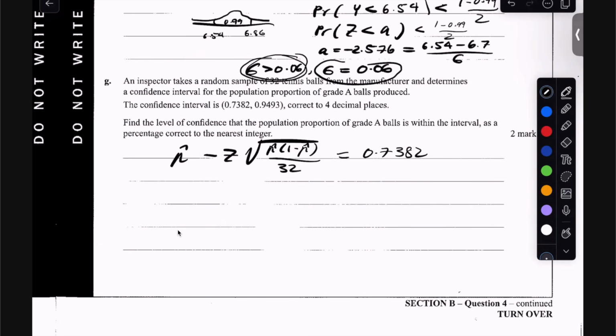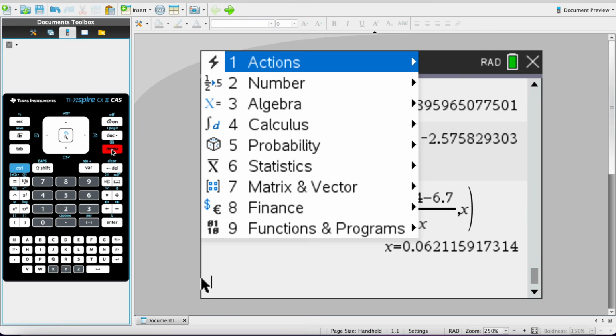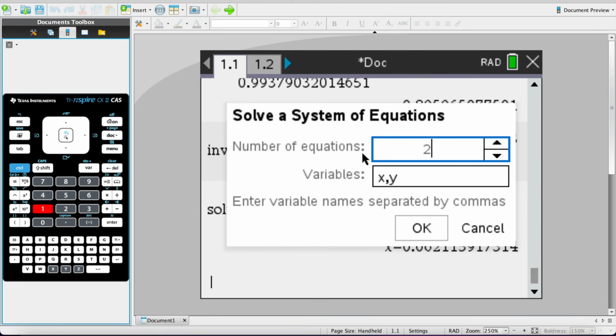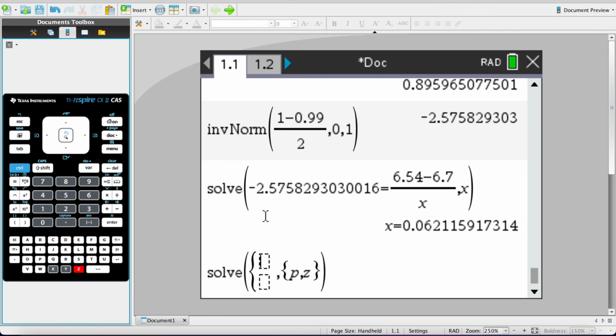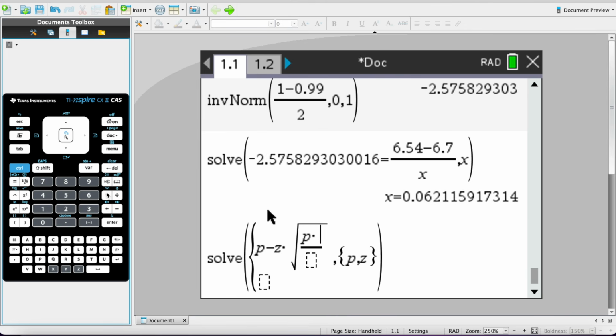So that's equal to that, and then the p hat plus z, the upper bound, that's equal to 0.9493. Now if you solve these simultaneously, you're going to get a z value, but be careful, that's not your confidence value, that's the area. So we'll just see what that gives us first. So if you go to the CAS and do a menu 371, we're solving for p and z. p is p hat and z is the z value. And you just say p minus z times the square root of p times (1 minus p) over n.